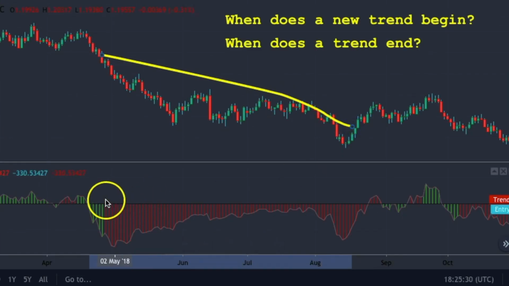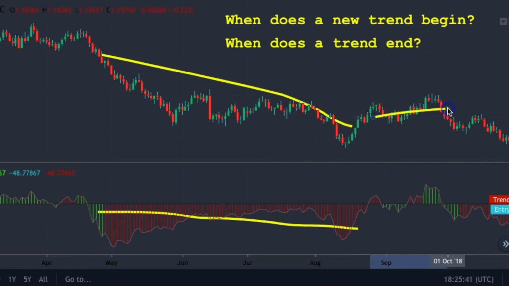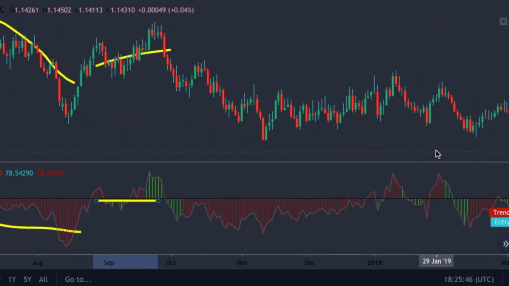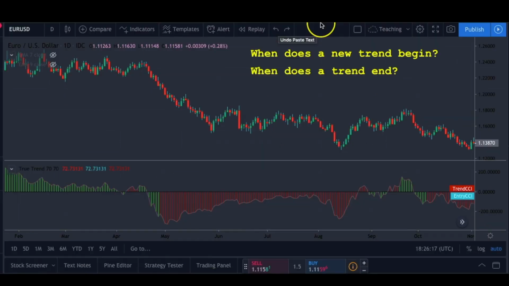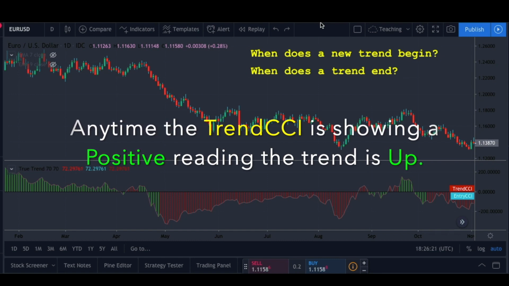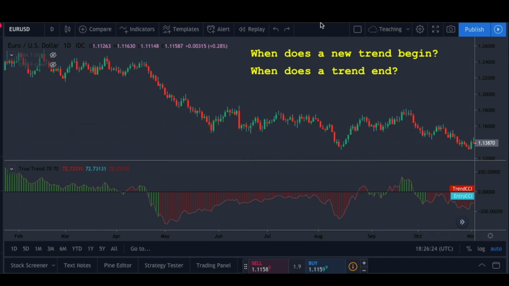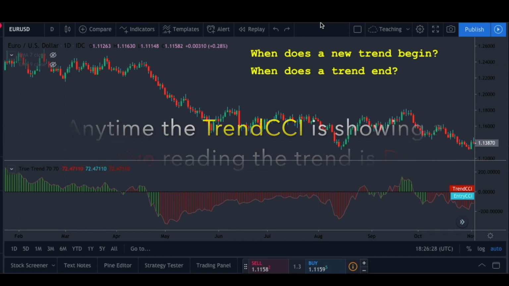And you can see that over here. While the True Trend is negative, the trend is clearly down. Now, I'm going to show you in a second how to trade around that trend. Look over here and you will see the trend is sideways. The readings are sideways, and over here we have another downtrend to take advantage of. Very simple. So let's just recap real quick. Anytime the Trend CCI is showing a positive reading, the trend is up. And anytime the True Trend is showing a negative reading, the trend is down.